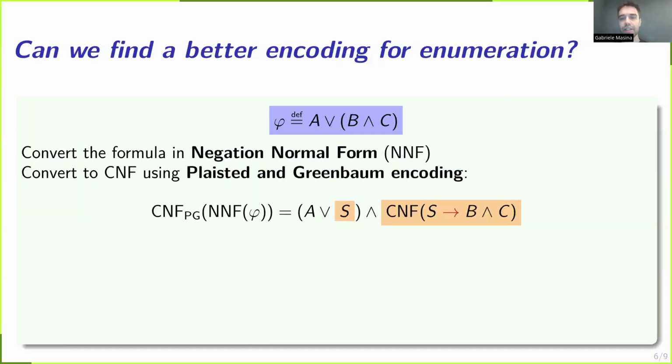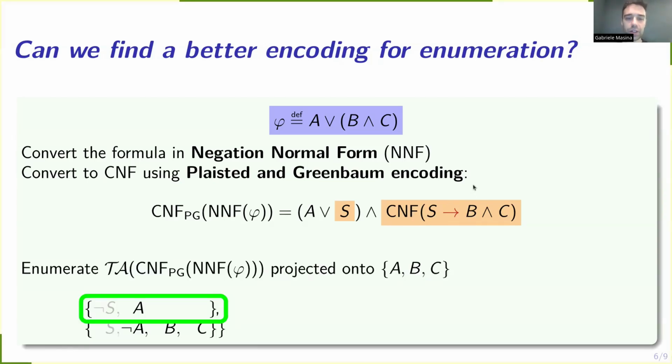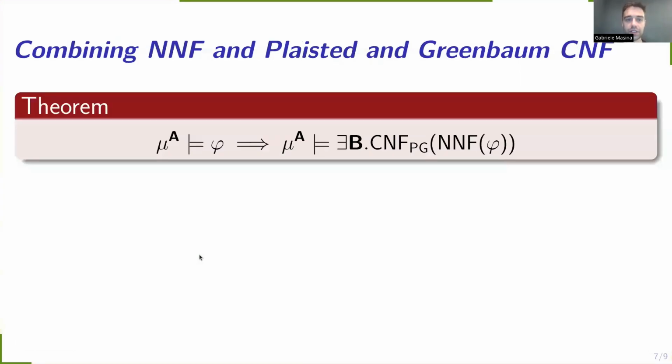So we propose an alternative encoding which combines an NNF encoding upfront and then uses the Plaisted and Greenbaum encoding, which labels subformulas with a single implication if they occur with a single polarity. And if we then enumerate over this encoding, we notice that, as expected, we have a partial assignment assigning just A to true. We have proven this theorem that if a partial assignment satisfies phi, then this satisfies also its encoding with NNF combined with Plaisted and Greenbaum.